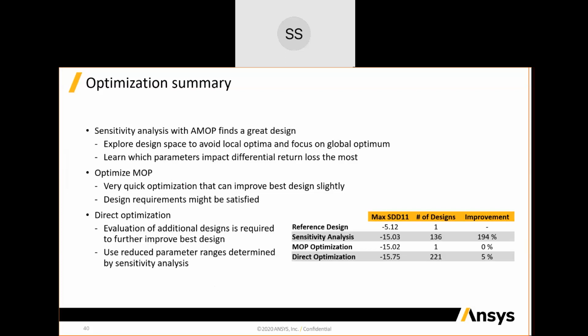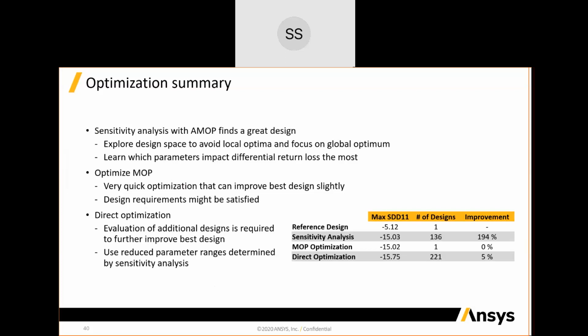And we can see that the initial design started out with -5 dB, then running 136 designs. Of course, some work has to be done to improve that. And now we're down to -15 dB. Running the optimization on the MOP doesn't cost much time. We only had to evaluate one additional design. And here we find that we were not able to improve the design, which means that we already had the best design possible found using the sensitivity analysis.